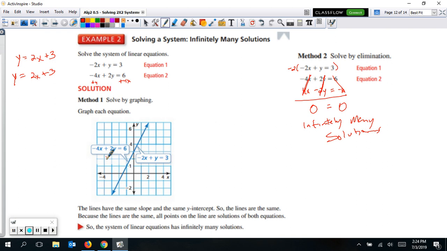Alright, so that's kind of showing you what you would do for these special ones. If you get this situation, you know what to write. Sometimes you might get a no solution answer, sometimes an infinitely many solutions answer.